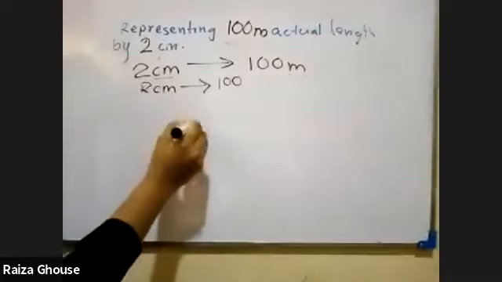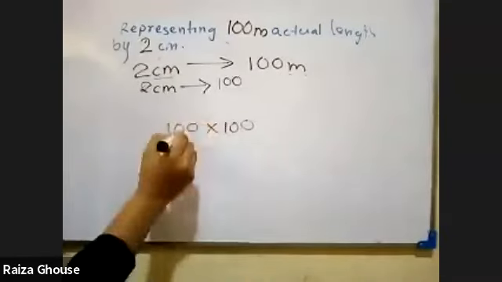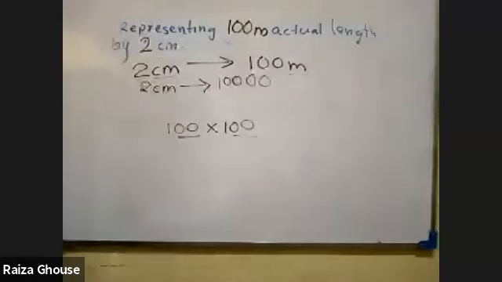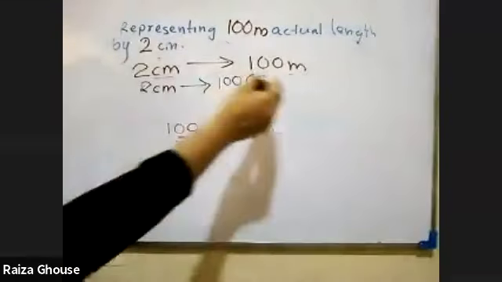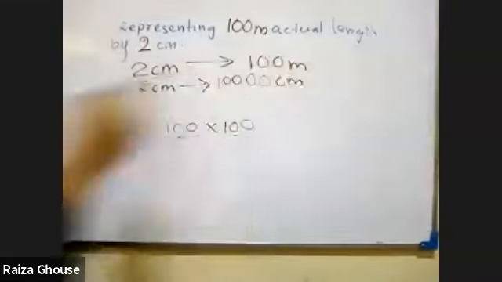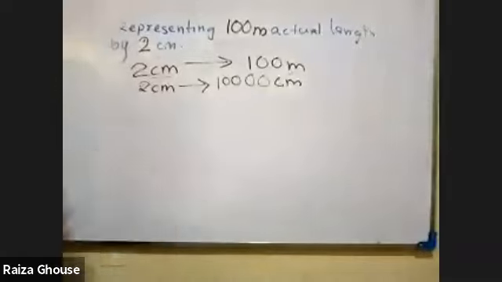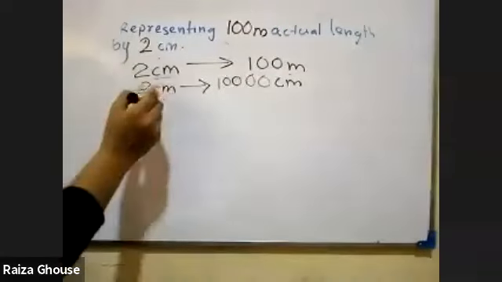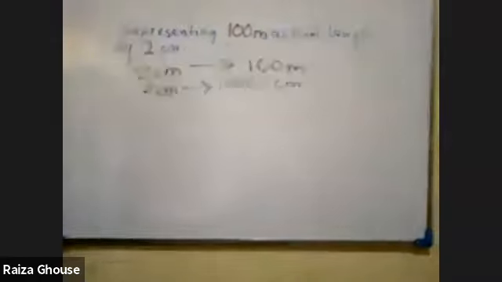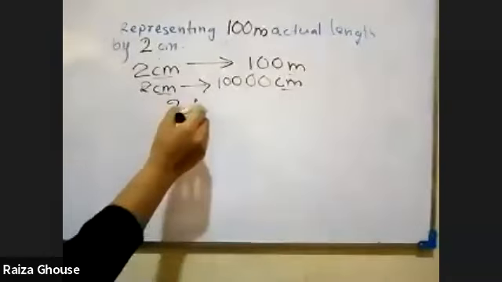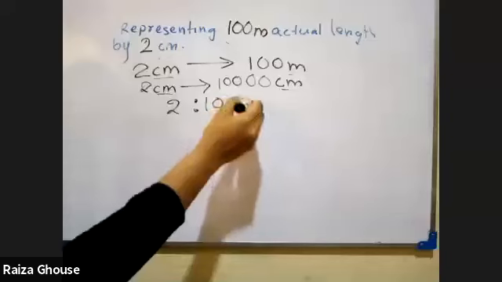What is 100 times 100? Here see, don't go to multiply. You can see there are 4 zeros. Then put a total of 4 zeros. So 100 times 100 is 1000. Sorry, 10,000. 10,000 centimeter. So you can write down 10,000 centimeter there. And you can notice that centimeter and centimeter are the same. Then what can we write here? 2 is to 10,000.